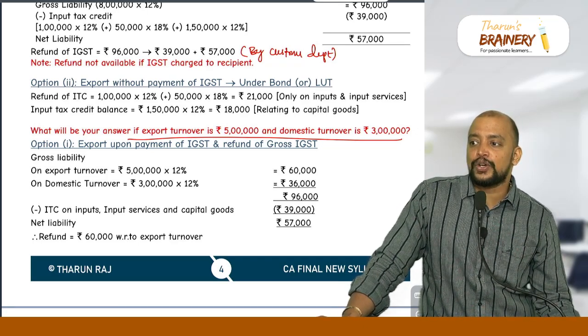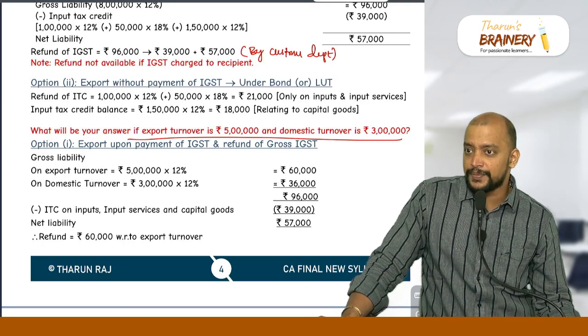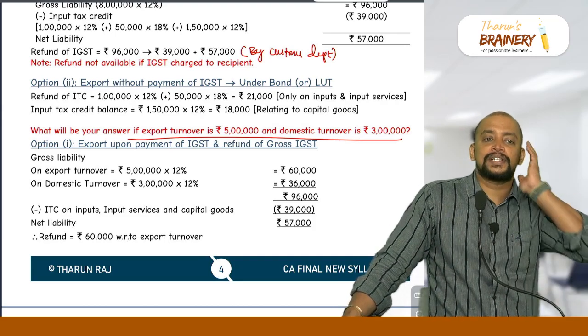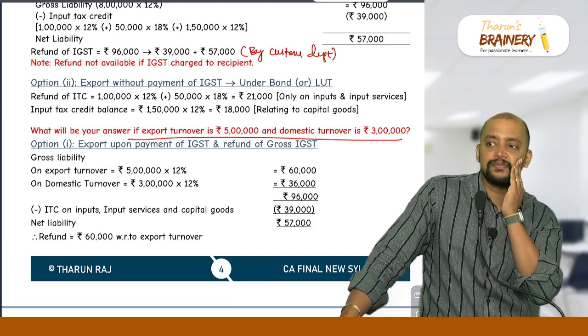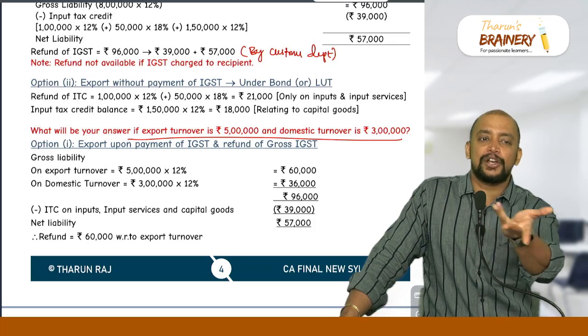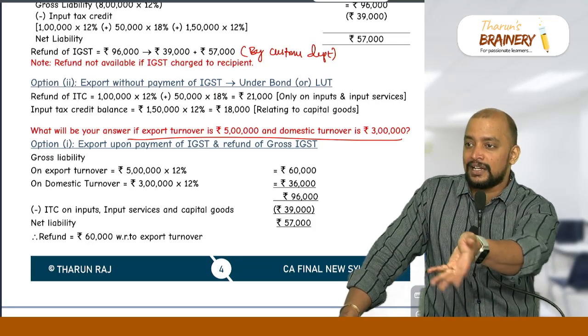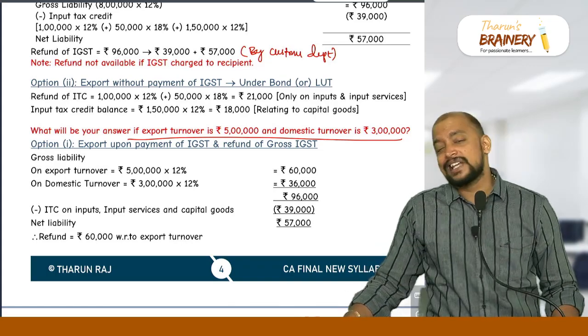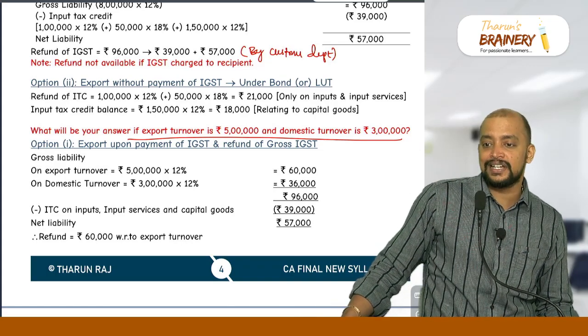Zero rated turnover divided by total turnover. Zero rated turnover divided by total turnover. See, export, don't write it because even SEZ we will get, na. So zero rated turnover by total turnover. So what is the ITC on inputs and input services?